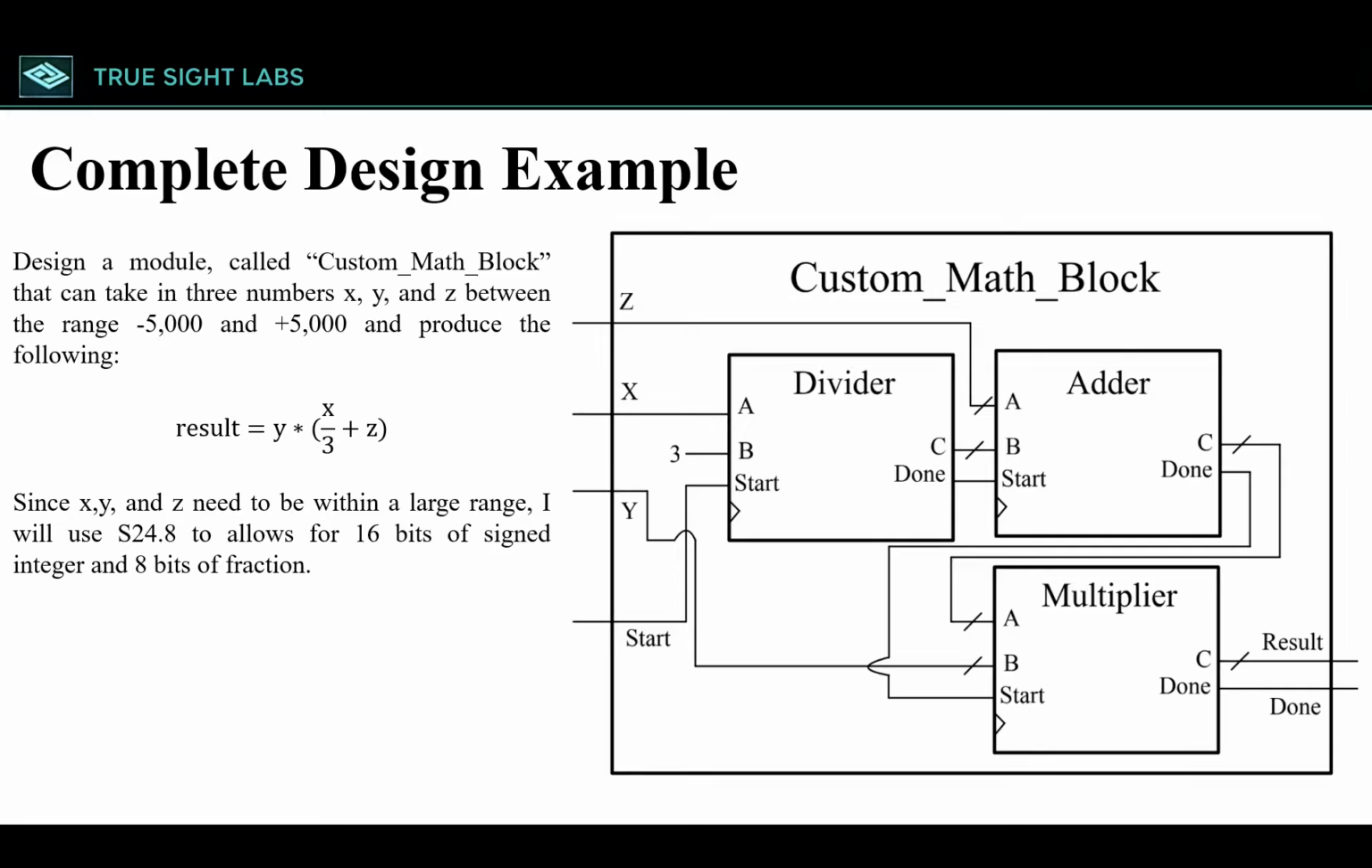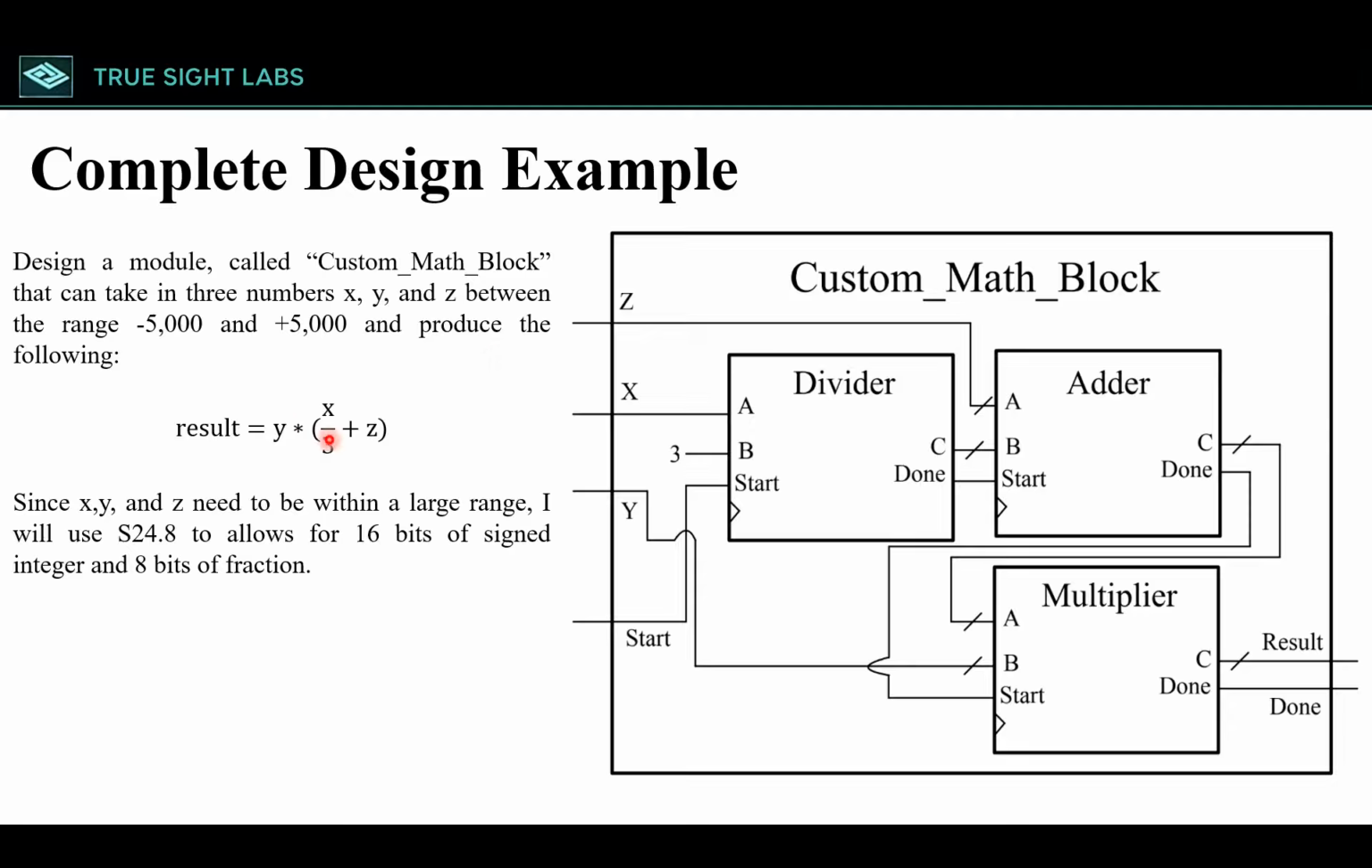So this here is a complete design example of how to use these IP cores. Let's say we want to design a module called custom math block that can take in 3 numbers, x, y, and z, between this range and produce the following result. To design that math block, we need to choose the format that we want to represent x, y, and z in. S24.8 is a reasonable choice since it allows for 16 bits of integer and 8 bits of fraction, which can accommodate inputs of this range.